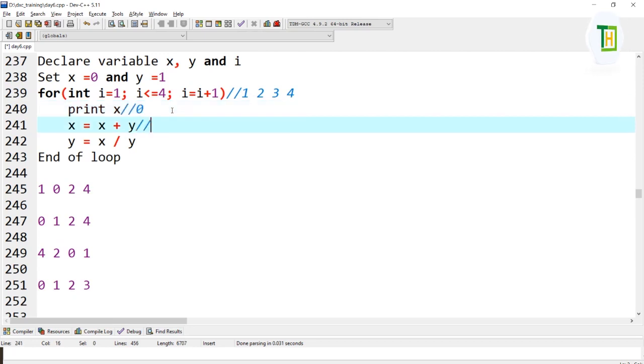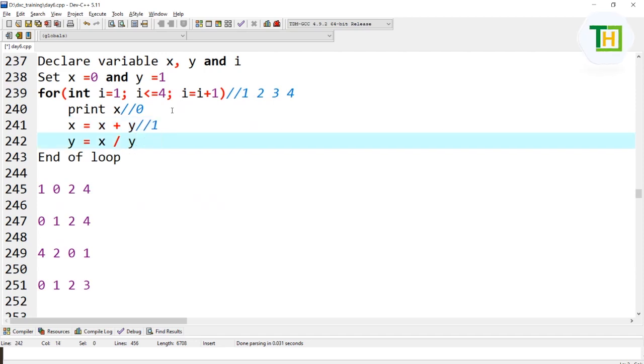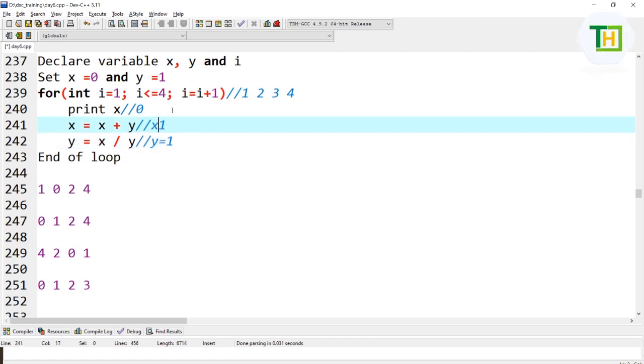Then x is equal to x plus y. X plus y means 0 plus 1, that is going to be 1. And what is the y value? Y is equal to x by y. What is the x value? X value is 1, 1 by 1, that is going to be 1. Okay, x value is 1 and y value is 1 at this position.